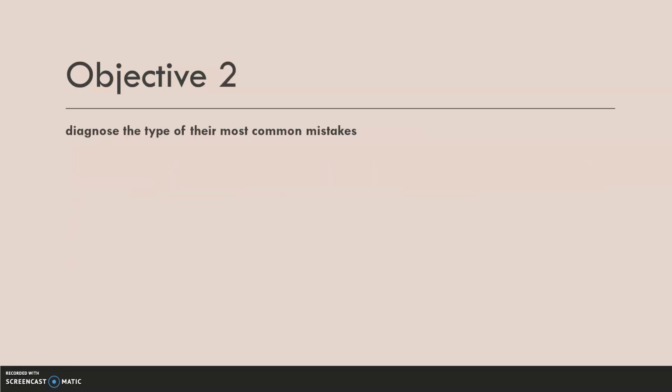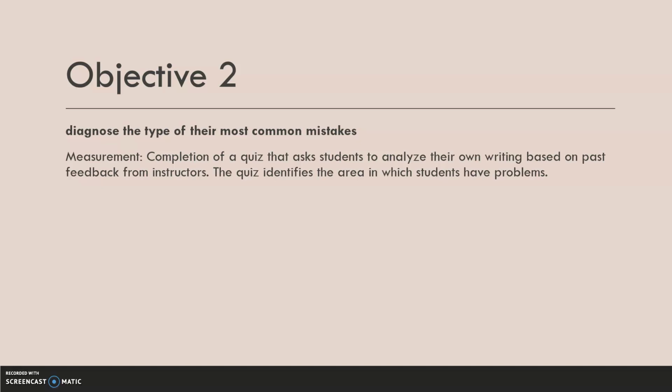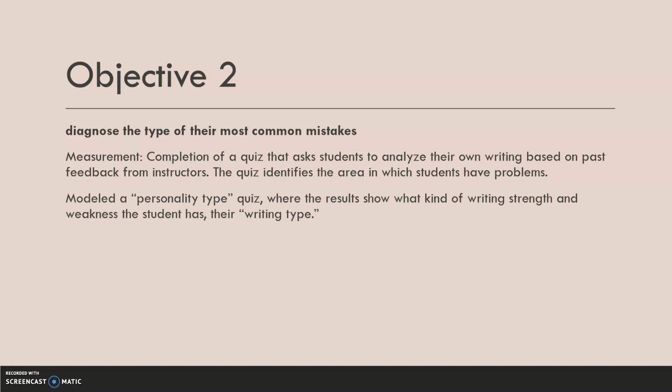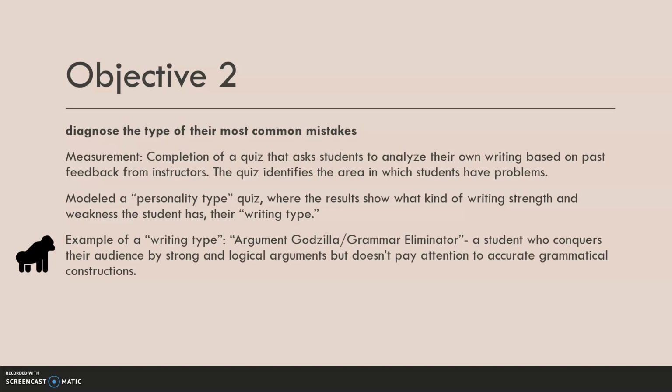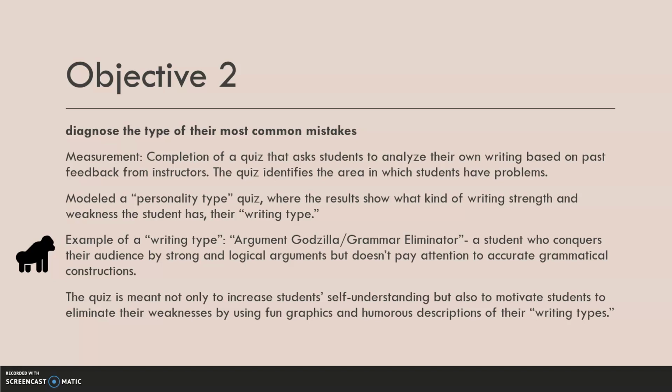The second objective is to diagnose the type of students' most common mistakes. So this will be a writing type quiz that will measure this objective. The quiz will be based on a personality type quiz. An example of a writing type that this quiz will provide is an argument Godzilla or grammar eliminator. So this would be a writing type for a student who conquers their audience by strong and logical arguments, but doesn't pay attention to accurate grammatical constructions. So the quiz will be formulated in kind of humorous and fun language to increase students' motivation and also their self-understanding.